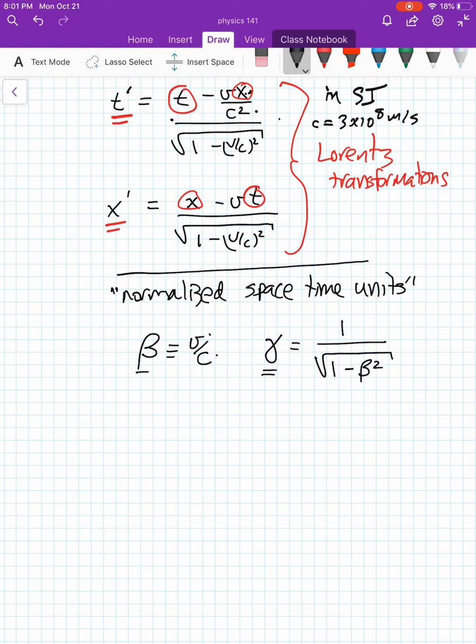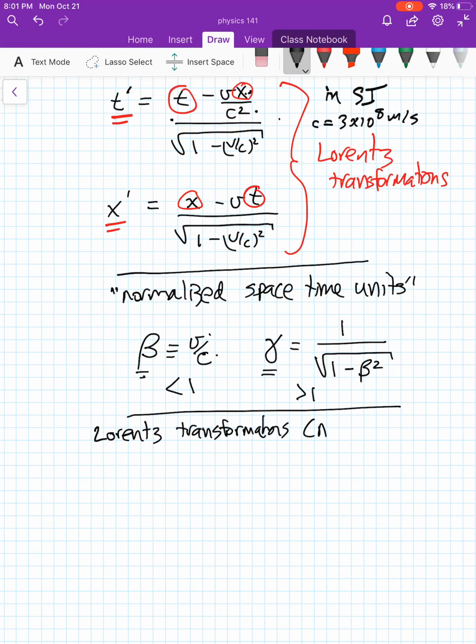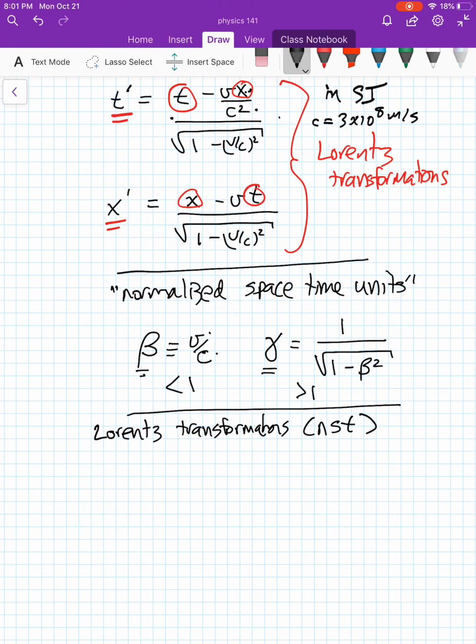Both gamma and beta are now unitless. Beta is always going to be less than 1. Gamma is always going to be greater than 1, because 1 minus something small is always going to be big. And of course, nothing can be greater than the speed of light. So what does this do for our Lorentz transformations? Now we can write the Lorentz transformations in their normalized space-time units. Okay, so now t prime, let's get green here.